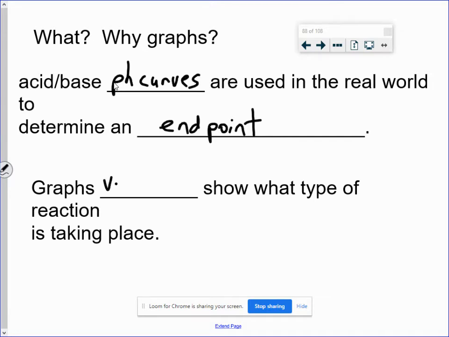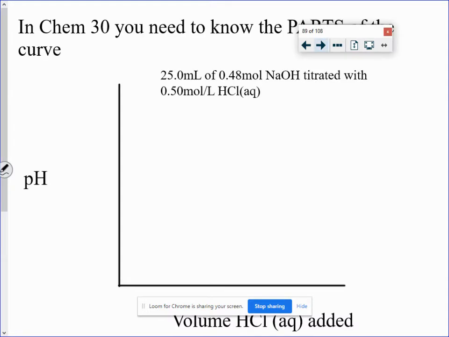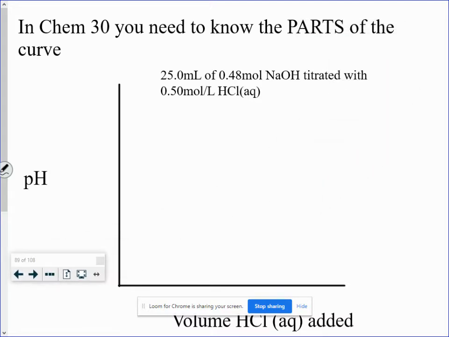And graphs visually show what type of reaction is taking place. All right. So you need to know more than what you were taught in Chemistry 20. But the good thing is that we usually teach way more in Chemistry 20 than you're supposed to know. So if you had me as your cohort teacher, we did lots on pH curves.